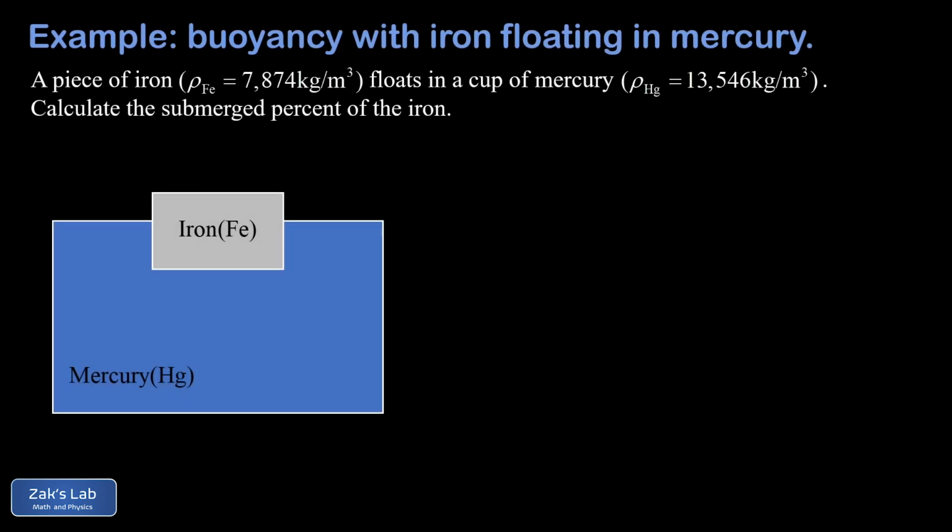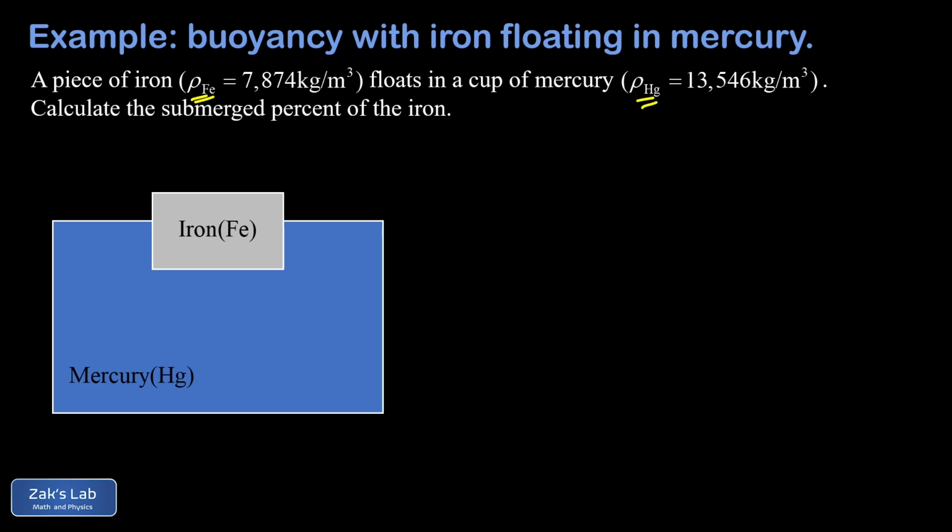In this video, we're solving a buoyancy problem using Archimedes' principle, and we're given a bit of an unusual circumstance here. We have a block of iron that's actually floating in a cup of mercury. Now we notice that the density of mercury is greater than the density of iron, so if you took a piece of iron and stuck it in a cup of mercury, it would just float there on the surface. Now what we're trying to calculate is the submerged percentage of the iron.